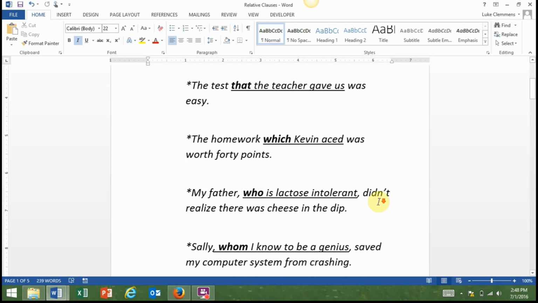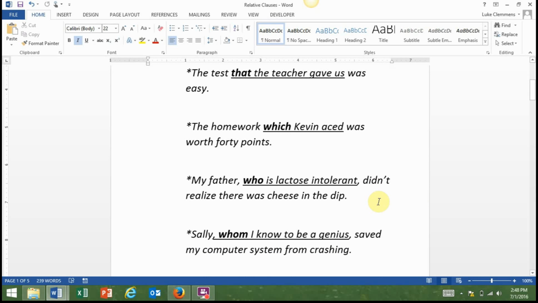So, for examples that show these pronouns being used: The test that the teacher gave us was easy. The homework, which Kevin aced, was worth 40 points. My father, who is lactose intolerant, didn't realize there was cheese in the dip. Sally, whom I know to be a genius, saved my computer system from crashing. In all of these examples, the relative clause is underlined, and the relative pronoun is the word that begins each clause. So that's just something we'll always see. A relative clause always begins with a relative pronoun.